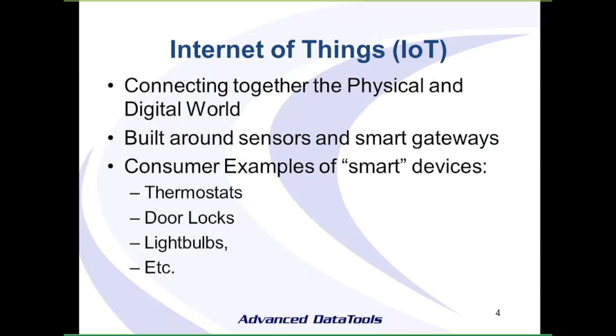Some examples of these you may have already seen, like smart thermostats in your house that you can control from anywhere using just a smartphone, door locks, and lights that you can turn on and off, again, with just a phone from anywhere you've got an internet connection.